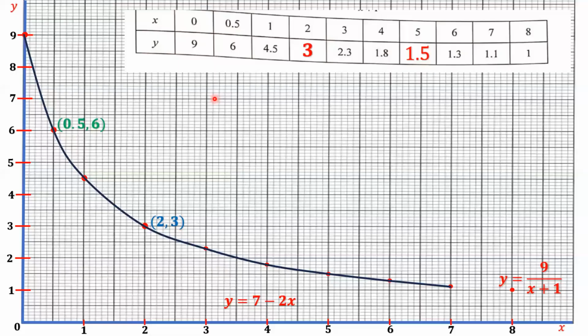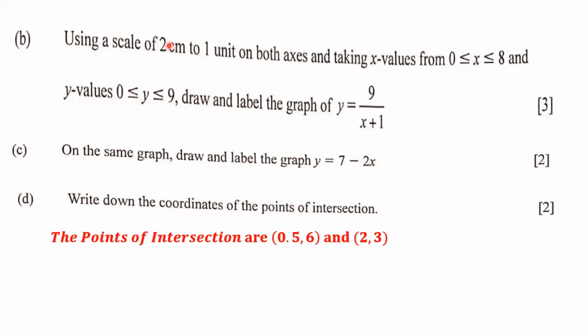The next question tells us what we want to do. They want us to plot it. So using a scale of 2 centimeters to 1 unit on both axes, taking x values from 0 to 8 and y values from 0 to 9, draw and label the graph of y is equal to 9 over x plus 1. That is B. That's what they want us to do. They want us to draw and label this particular graph.